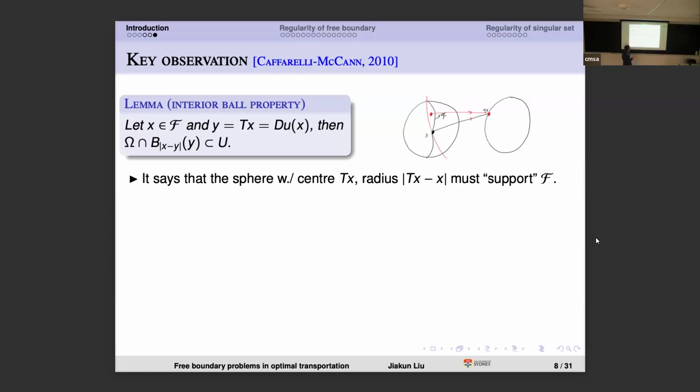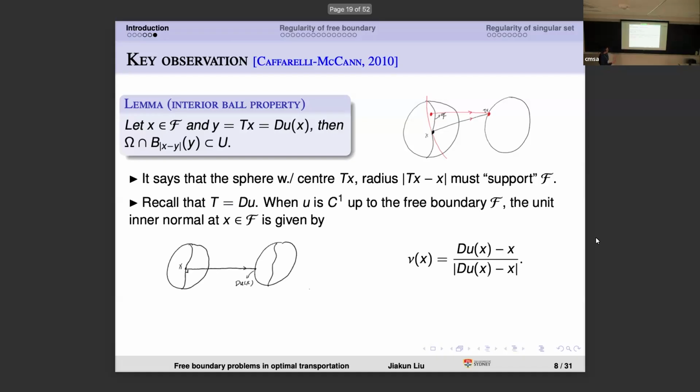Why is that? If the sphere crosses the free boundary, then instead of mapping X, the black dot, to the target, why don't you map the red dot? Because the red dot saves lots of the distance, saves lots of the energy, right? So that will contradict the optimality. Heuristically, it's not a proof, but we can understand it that way. Okay. So therefore, we know the interior ball property. Every point has a supporting sphere.